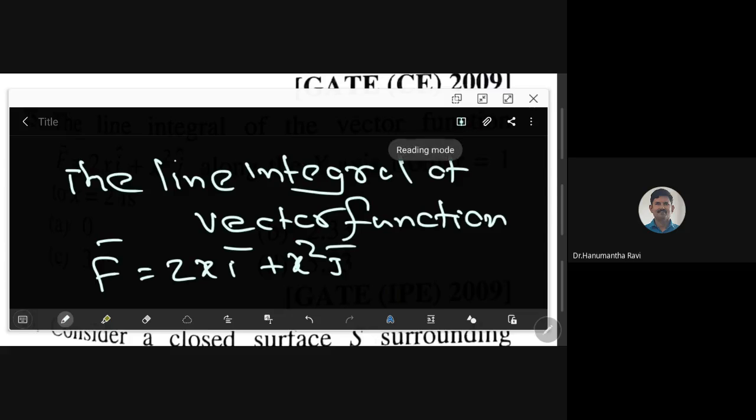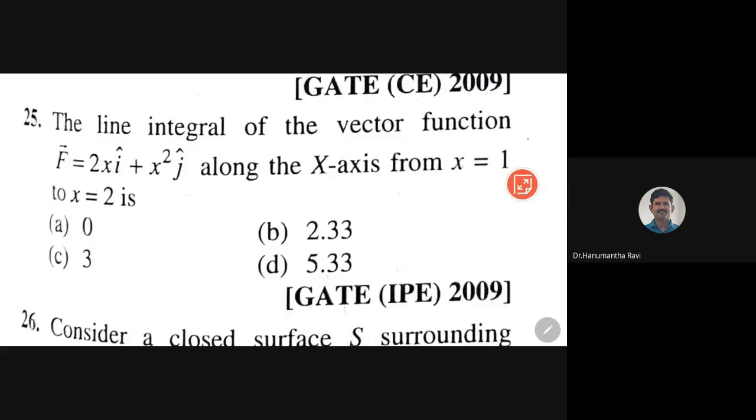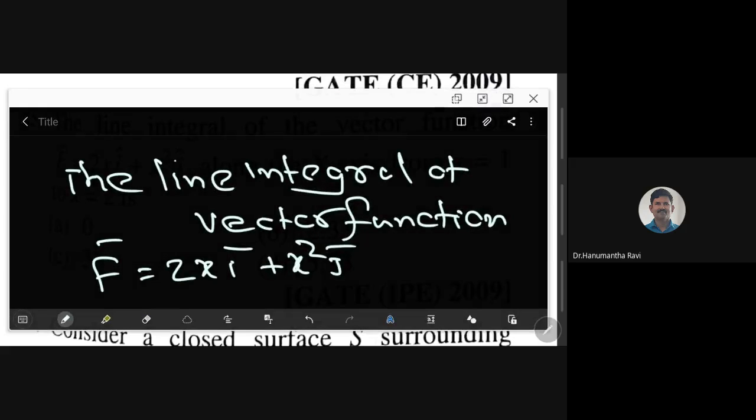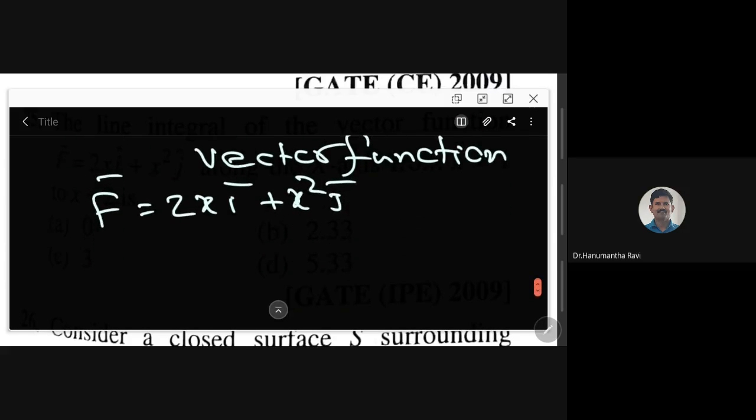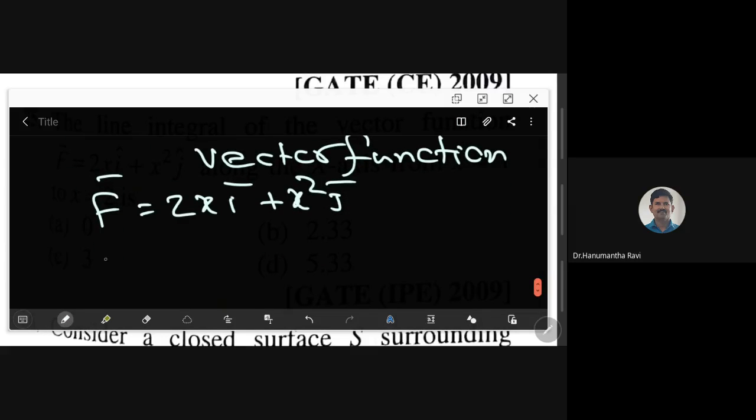What do we mean by line integral? X equal to 1 to x equal to 2. So here line integral means integral of F bar dot dr bar, that is the line integral. Whenever we are talking about line integral, you take r bar as, here because only i and j, x i bar plus y j bar plus z k bar.